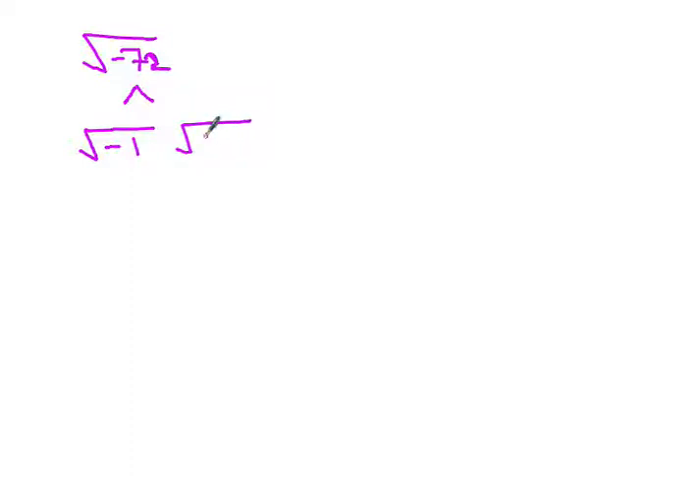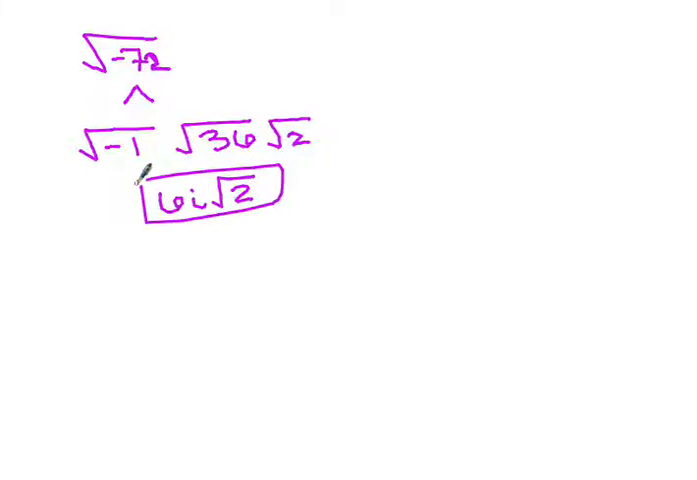If you want, you can try to find the biggest one right away, which in this case would be 36 times 2. Why did I choose 36? Because it's the perfect square. So this turns into 6i radical 2. You could also have broken it down into 9 and 8, and then you would have had to break down 8 into 4 and 2, and you would have gotten to the exact same spot.